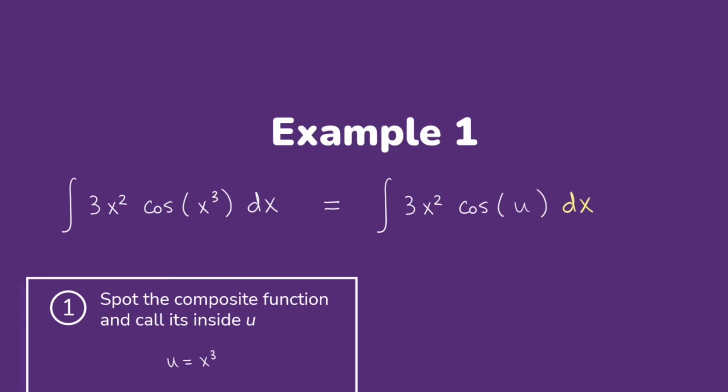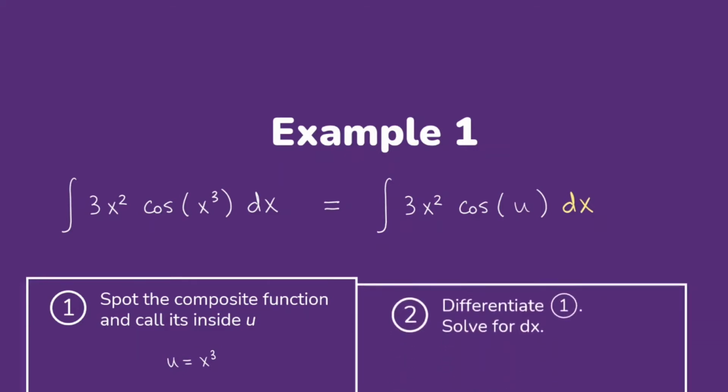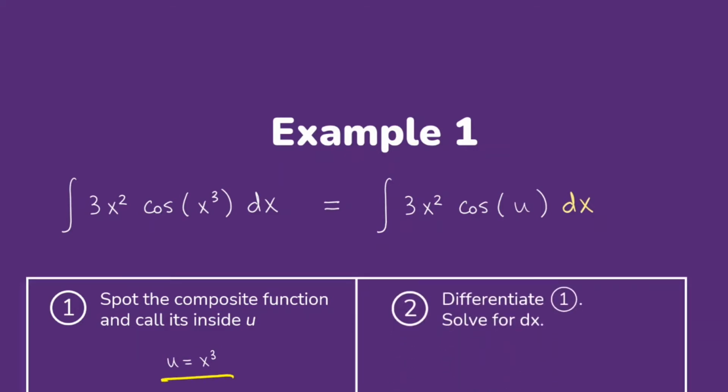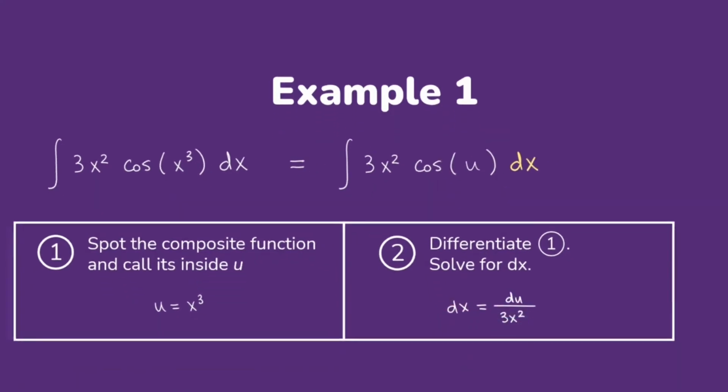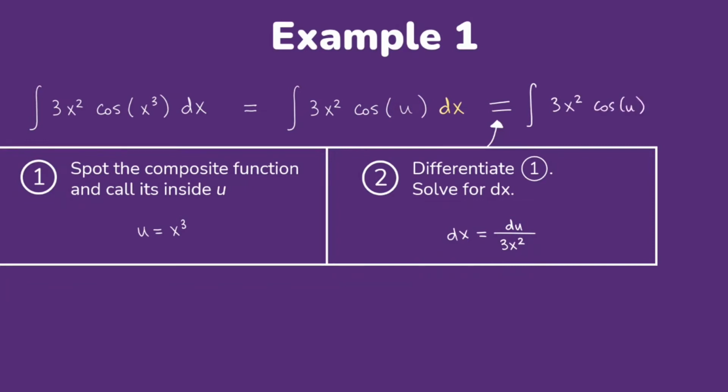We do this by differentiating step 1 and solving for dx. U equals x cubed. U is a function of x, so the derivative du by dx is 3x squared. To solve for dx, flip the fractions on both sides. Then, multiply du on both sides. This gives dx in terms of du. Here we treat du and dx as their own little variables that we can multiply or divide. Plug this in place of dx.